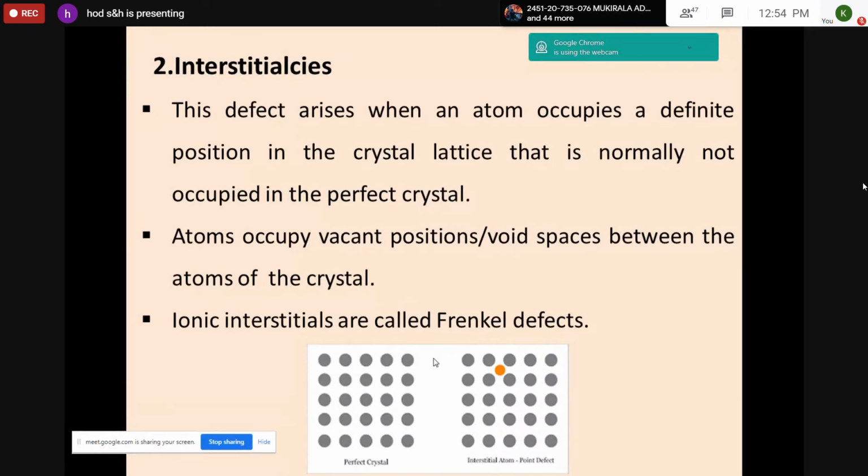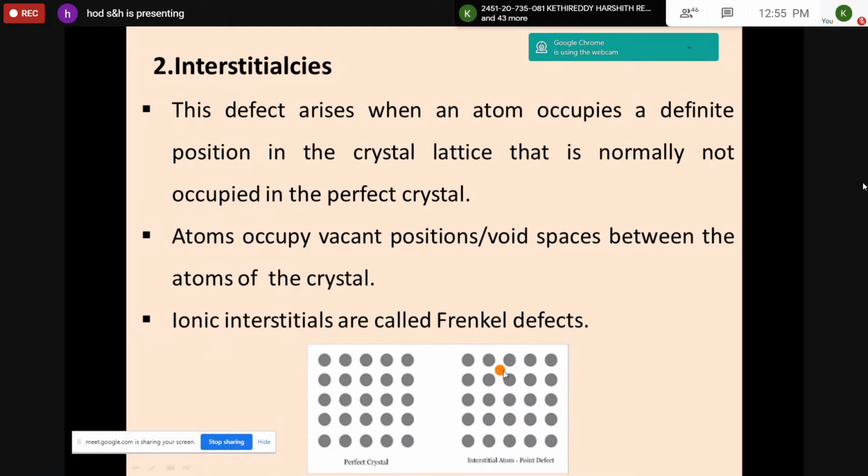You can observe a perfect crystal in the first diagram. The atoms are arranged regularly. But here you can see an atom occupying a definite position which is generally not occupied by atoms, like this. So this is called an interstitial. This also influences the structure of a given lattice plane, and also the properties of materials.